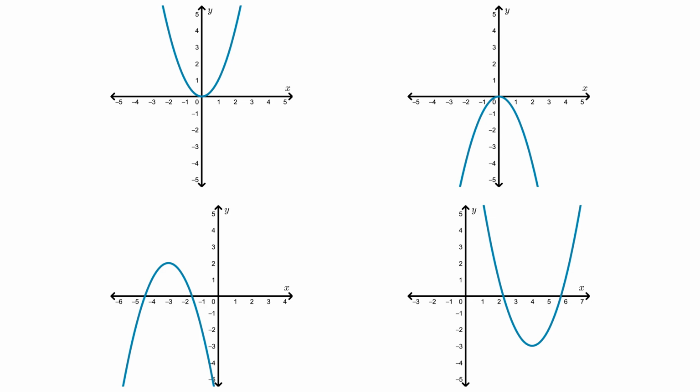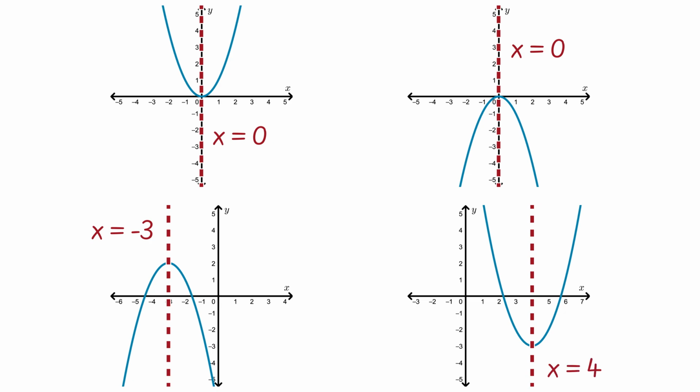Here are 4 examples. As you can see, in each of these quadratic graphs, we can draw a line down the middle of the parabola and the graph is the same on both sides of the line. It's a mirror image. These lines are called the axis of symmetry because they represent the line where the symmetry of the curve is formed. This is similar to the x and y axis. It's a new axis that cuts the parabola in half.